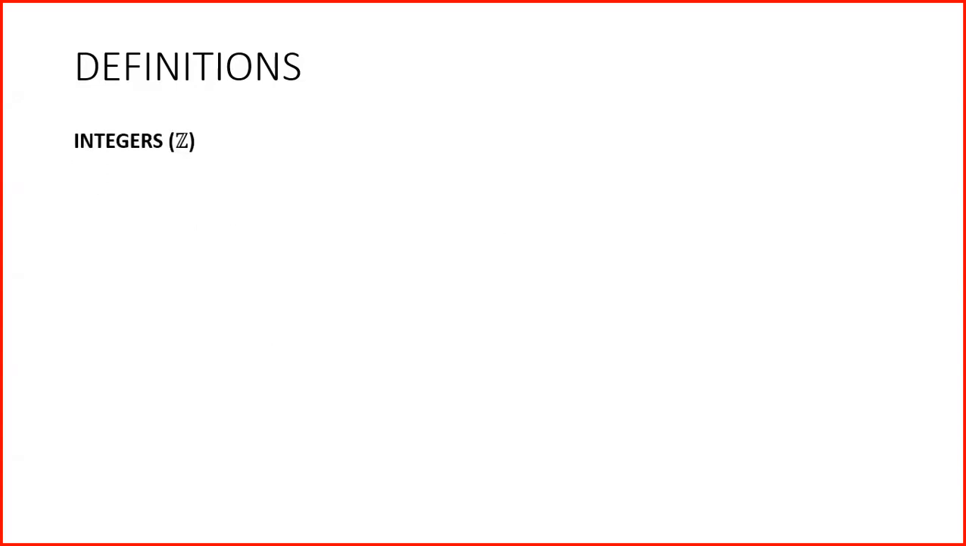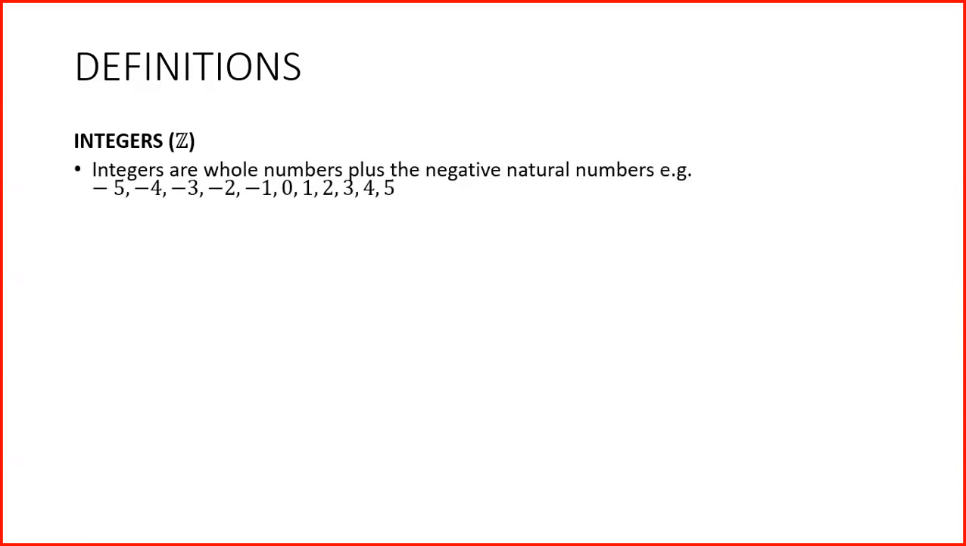The next number set will be integers. Integers are just whole numbers plus negative natural numbers. So you'll notice that these are whole numbers. In whole numbers, we have natural numbers, and then adding the negative natural numbers gives you a whole new set, which will be your integers. Your integers in scientific notation will be shown as Z. So this here represents integers.